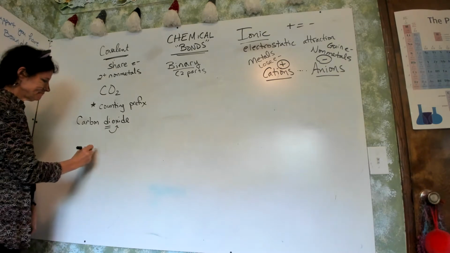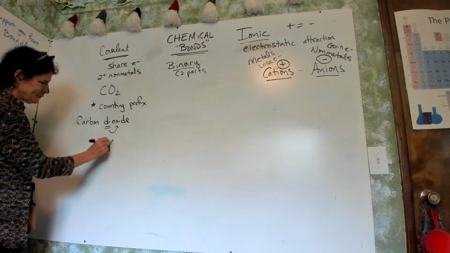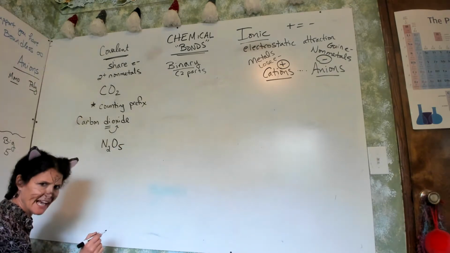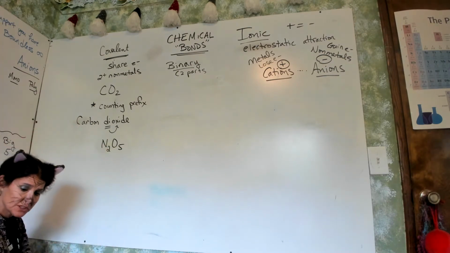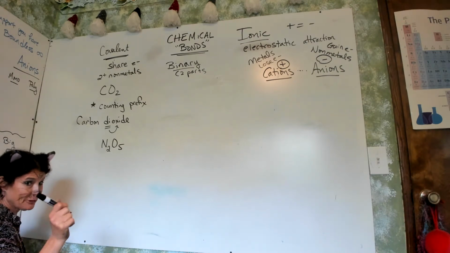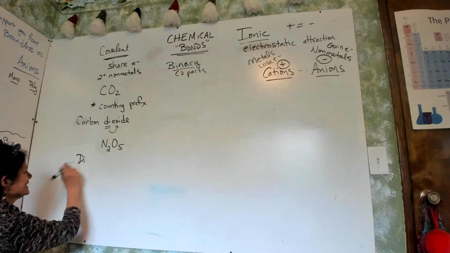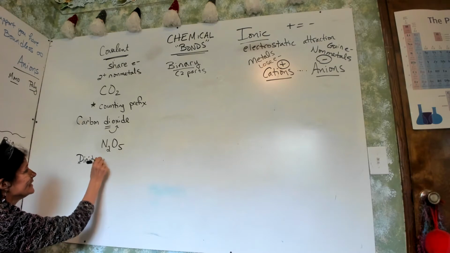Let's do another one. What if you saw N2O5? I have no idea. What do I do with that? Well, we just name it. It's covalent. I know it's covalent because nitrogen and oxygen are both nonmetals. It's a really important lesson from the previous homework sets. So you tell me when there is more than one.